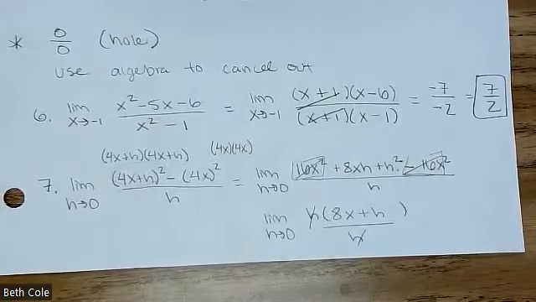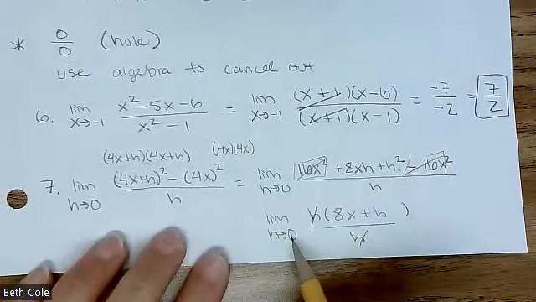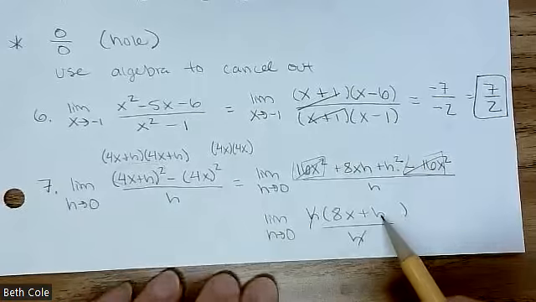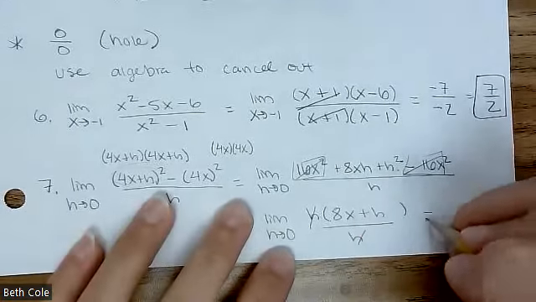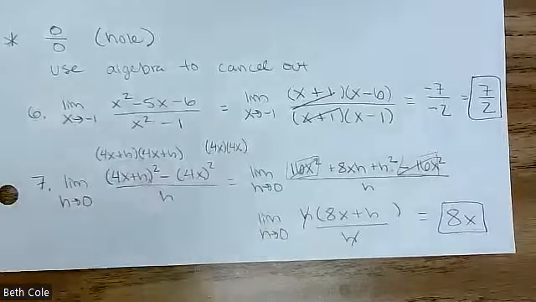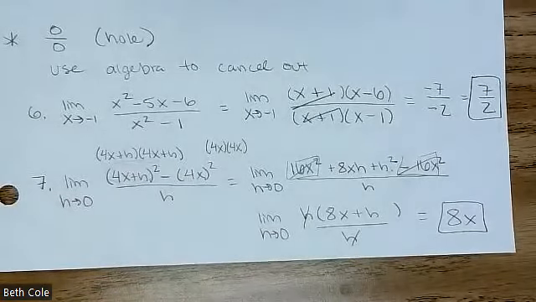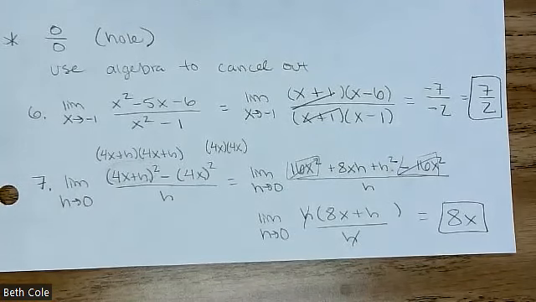Once it cancels, then you can just plug in your value. So if h is 0, what are you left with? 8x. And again, that bothers everybody. They're like, there's an x in the answer. And I'm like, well, there was an x in the problem. So that makes sense.